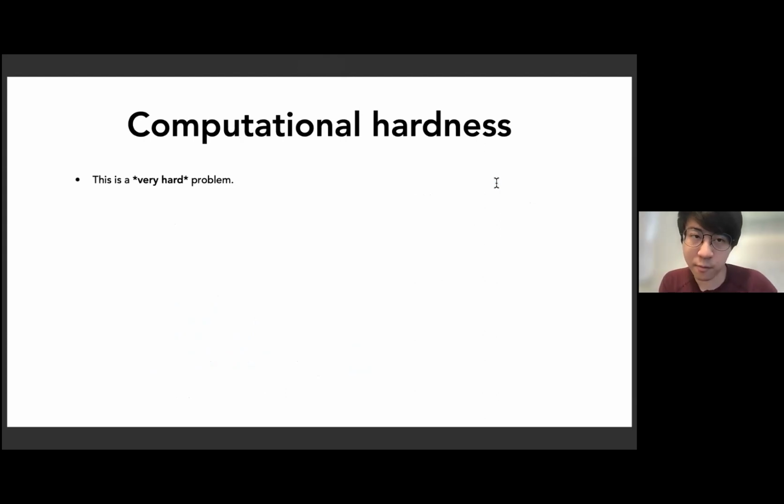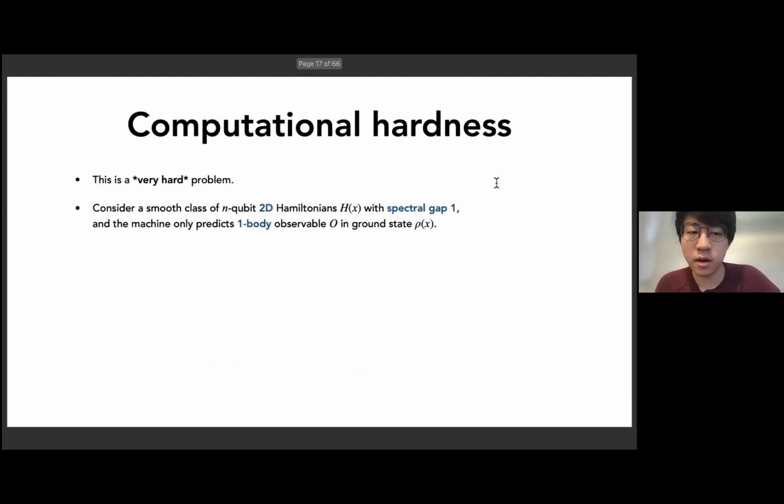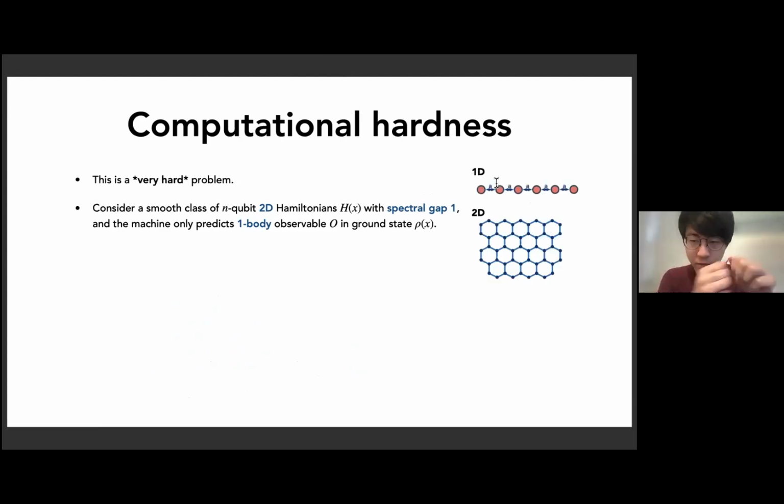So now for people that have worked a little bit on this problem, it's not hard to see that this is actually a very hard problem in general. In particular, suppose we consider a special case. That is, we're given some smooth class of n-qubit 2-dimensional Hamiltonians. So here, 1D is just you have a chain of spins, a 2D and it's some 2-dimensional lattice. Say with a spectral gap of 1, that is, the ground state and the first excited state has a gap, like an eigenvalue, that's energy eigenvalue that's gapped by 1. And the goal of the machine is to predict one body observable in the ground state.